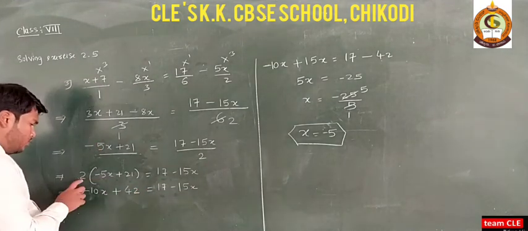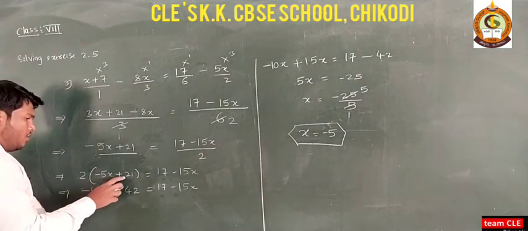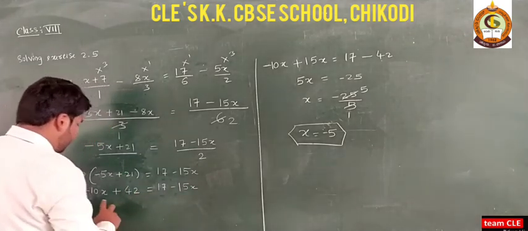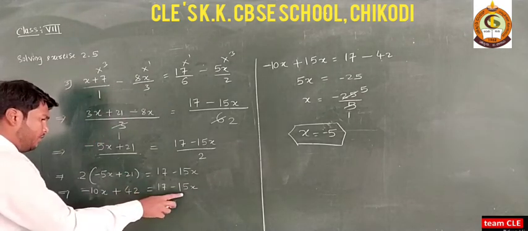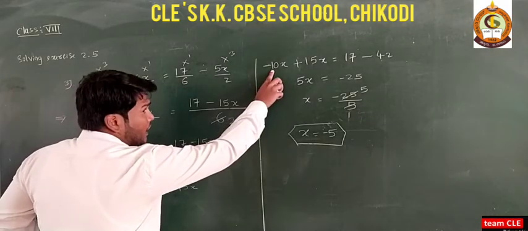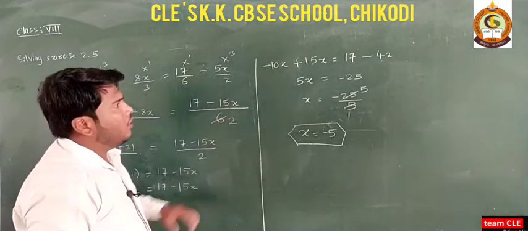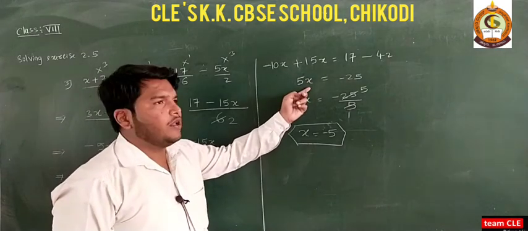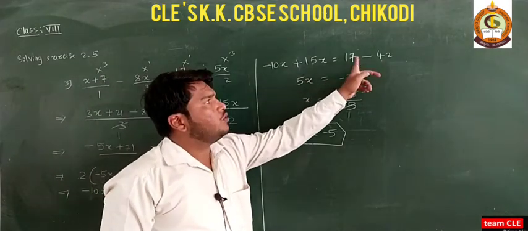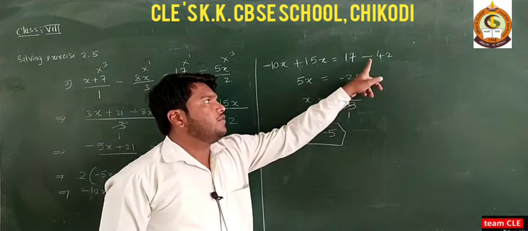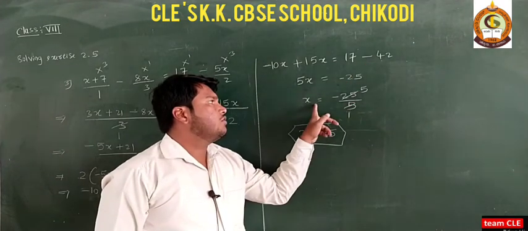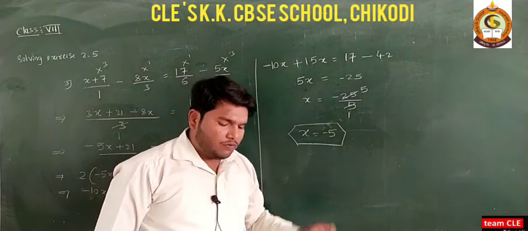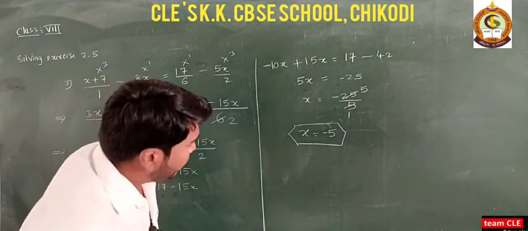So now see, 5 2s are 10, so minus 10x plus 21 into 2 is 42 is equal to 17 minus 15x. Just separate the x terms on the LHS part. Minus 10x plus 15x, you are getting only 5x. Similarly 42 minus 17 is 25, and by seeing the greater number you keep the sign. So x is equal to minus 25 by 5, 5 ones are 5, 5 5s are 25. So x is equal to minus 5.